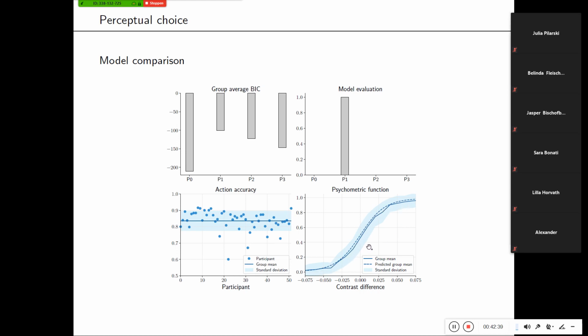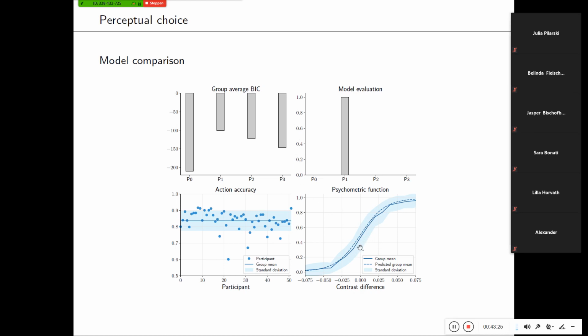What one can see is that this is at 50% at zero contrast difference. There seems to be a little bit of a rightward bias. So one could also create additive biases in this model. We actually tried that in Rasmus' experiment, and the model comparison came out that the additive bias did not really win, because this very little deviation from 50% was not worth having another model parameter in there.